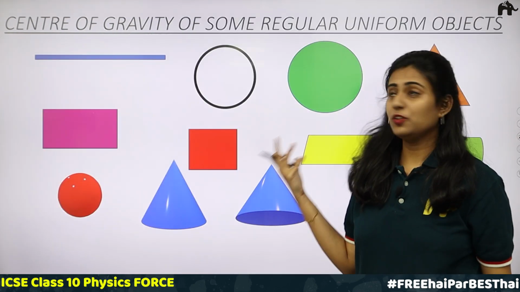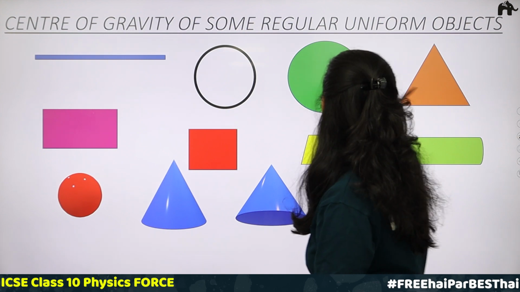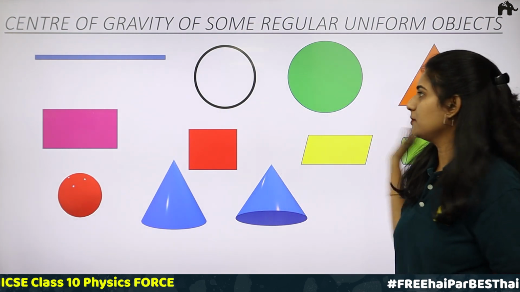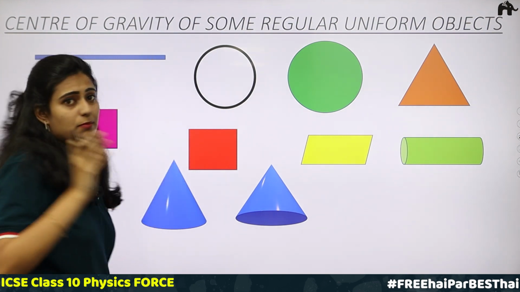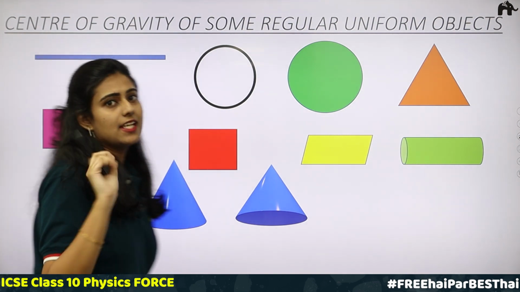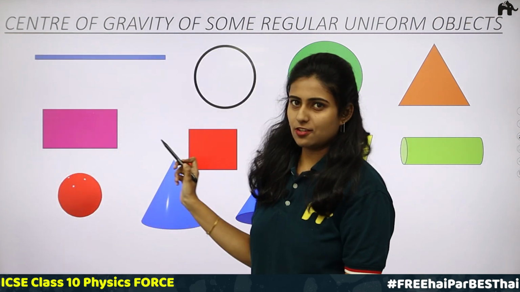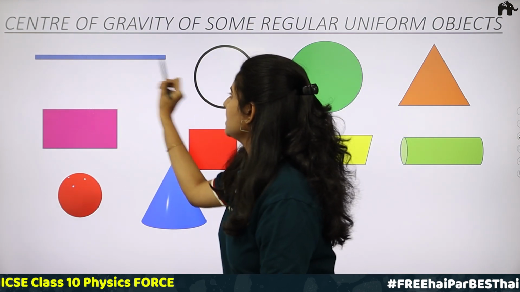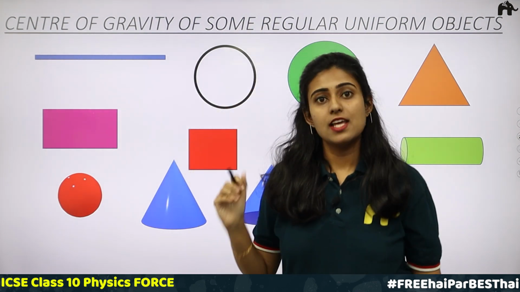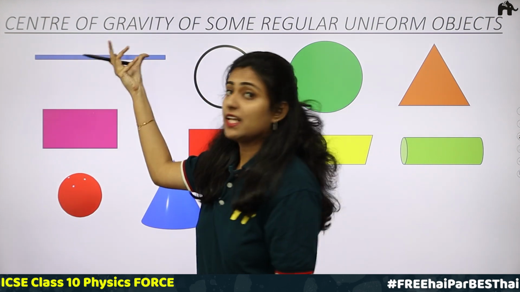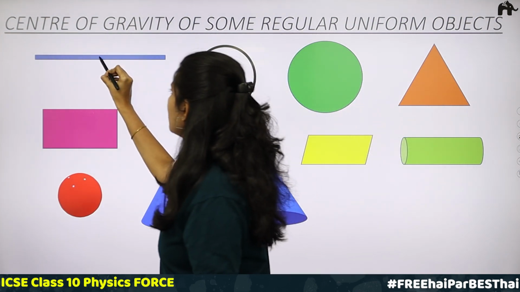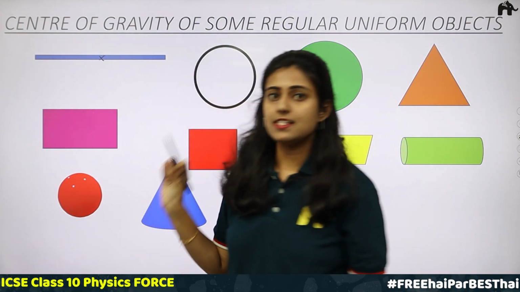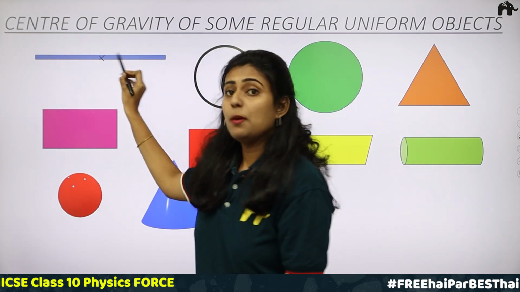Okay. Next, we are going to see the center of gravity of some regular uniform objects. We have some objects here. The first one is a rod. For this metallic rod or a metallic wire, how do we find the center of gravity? As I said, if this is a 10 centimeter long rod, then the center of gravity will be at the midpoint of it, that is at 5 centimeter. So, for a uniform rod, the center of gravity will be at the midpoint.